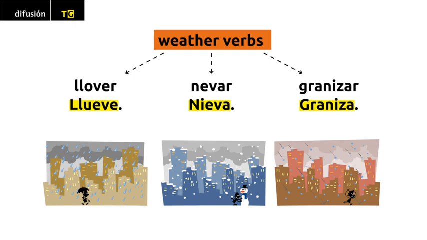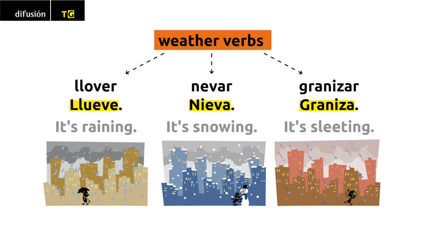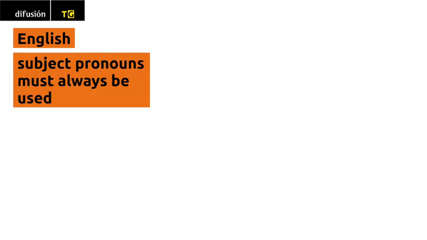Speakers follow the same principle in English when they say, it's raining, it's snowing, or it's sleeting, since these impersonal verbs are only ever conjugated in the third person singular. Please note, in English, subject pronouns must always be used if a subject is not stated, since verb endings in English rarely help us distinguish between possible subjects.